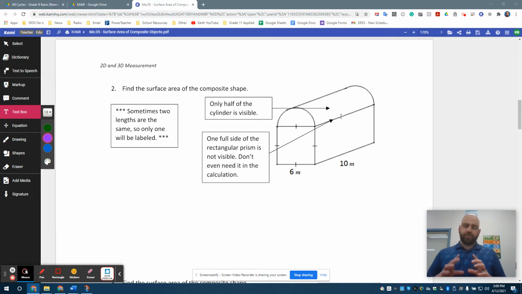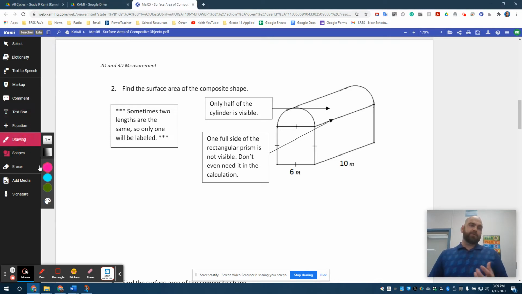Now I mentioned that I'm going to show you another way of solving for these composite objects where we don't do as much subtracting. Sometimes we do, sometimes we don't. So let's get started here by firstly labeling the shapes that we have.